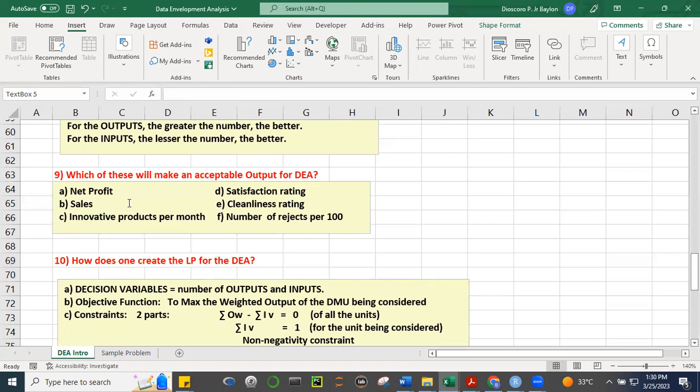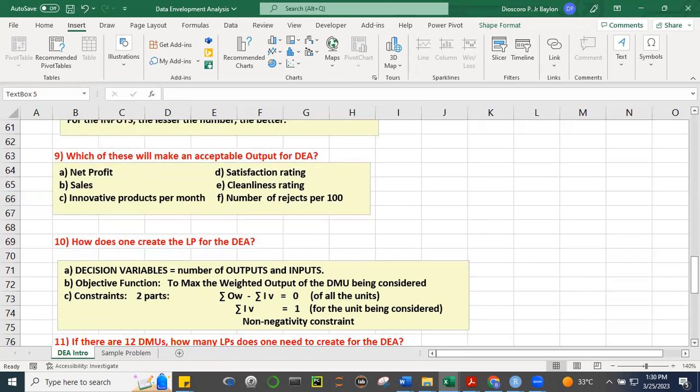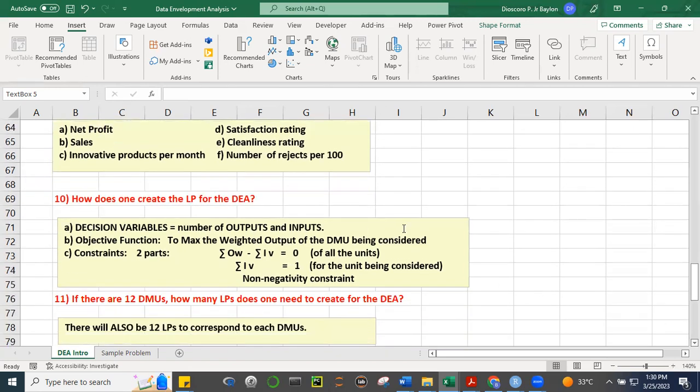Now we know that for LP we have the three steps: the decision variables, objective function, and the constraints. So this in a nutshell is already the formulation for DEA. That's why it's quite easy relatively, because you know already what are the decision variables, what is the objective function, and what are the constraints.